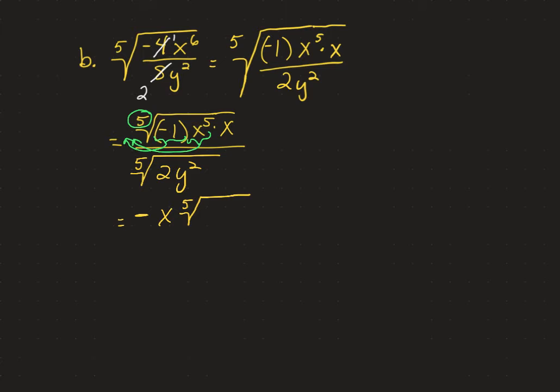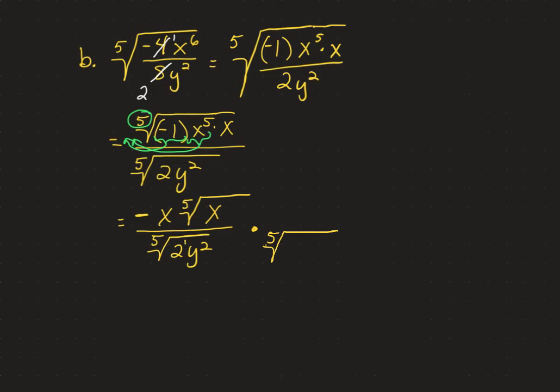But then I still have a fifth root of x. Can't pull that last x right there out. It must remain where it is. Okay, and in the denominator, I still have the fifth root of 2y squared. So now I need to multiply my denominator by something that will give me fifth powers underneath that fifth root. So according to my properties of radicals, I can multiply this whole thing by the fifth root of something that will give me fifth powers underneath.